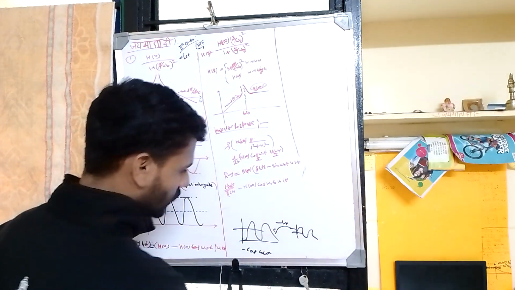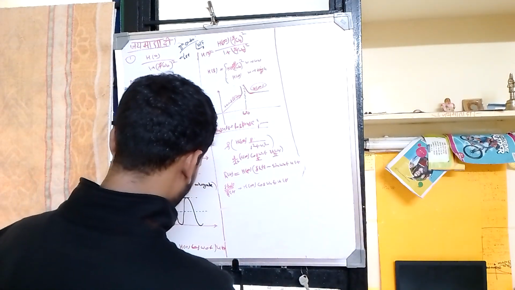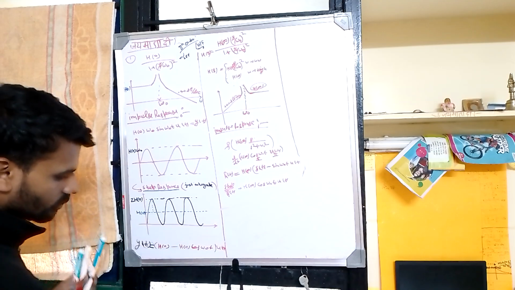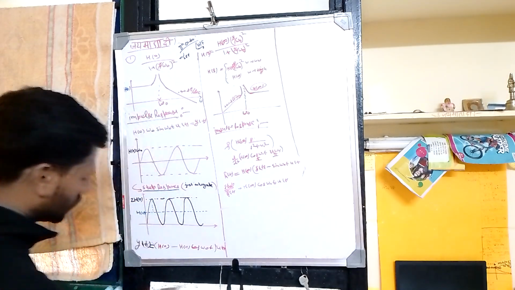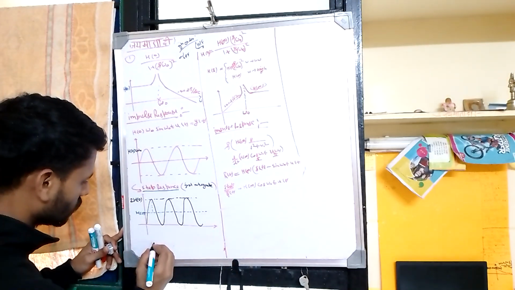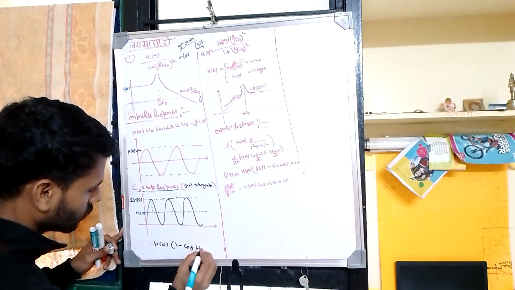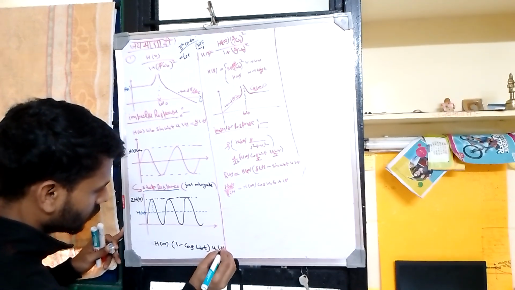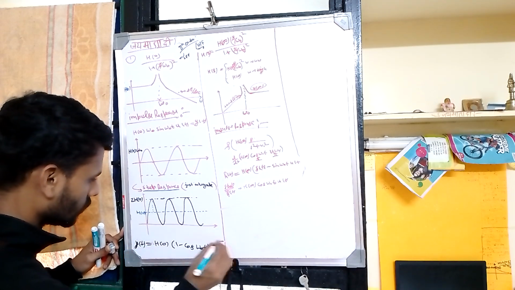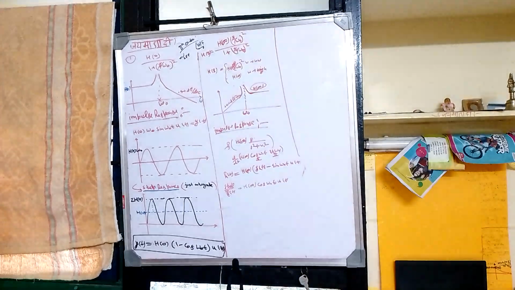So if you simplify this, you will get h of 0 outside and 1 minus cos omega naught t into u of t. So h of 0 times 1 minus cos omega naught t into u of t is the step response for this transfer function.